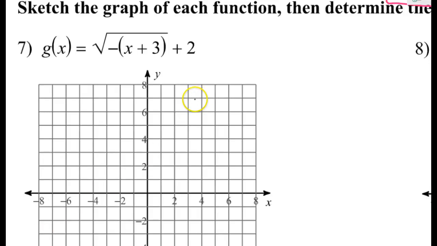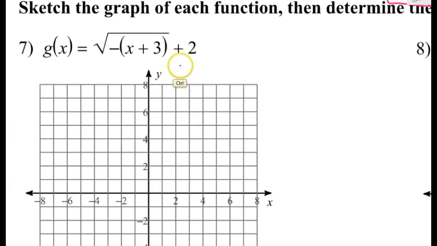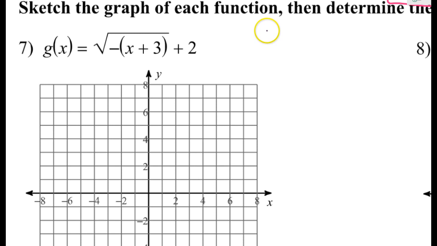In this video, we are going to sketch a variety of functions and then discuss the end behavior of each function. So the parent function here is clearly the square root of x. Okay, so the parent function, I'll call it p of x, is simply the square root of x. And I know that the square root of x looks like this. It starts at 0, 0, and then it would be 1, 1. The square root of 4 is 2. Okay, so the parent function looks like this.